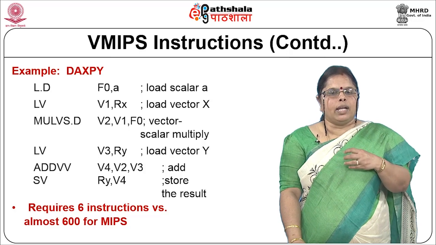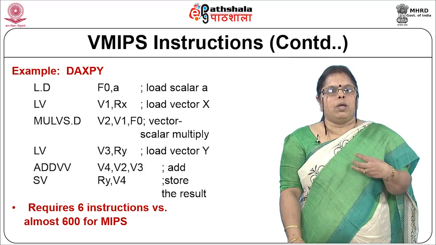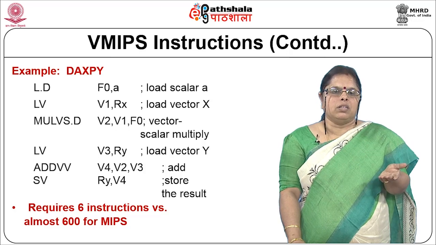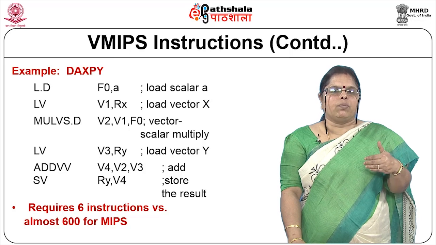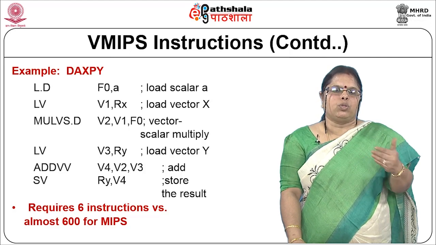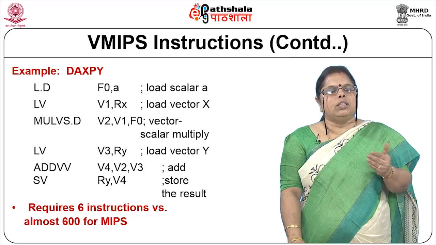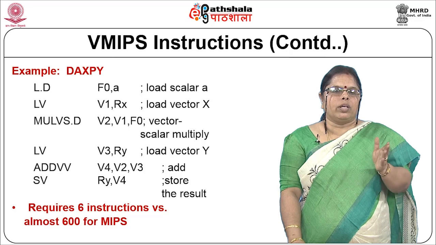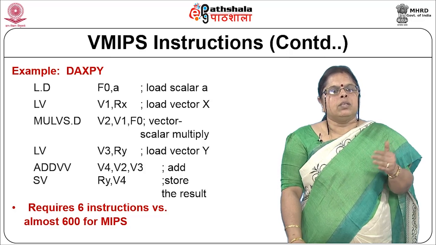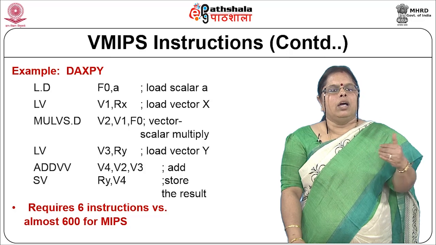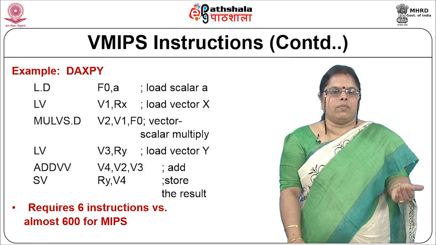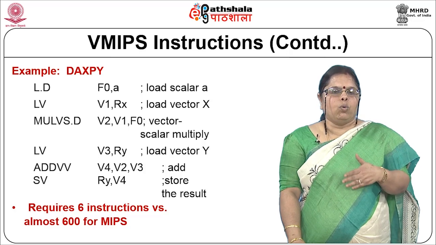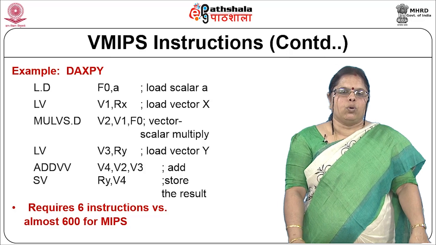So, you are able to load the entire vector from memory into your register V1, and then we do a vector multiply instruction where every component of your vector is multiplied with the scalar value which you have already loaded and is available in F0. The result is written into V2. So, we have done aX, where a is a scalar value and X is your vector. Similarly, you load vector Y into another vector register V3, add V2 and V3, so you have done aX plus Y, and the result is put back into memory.